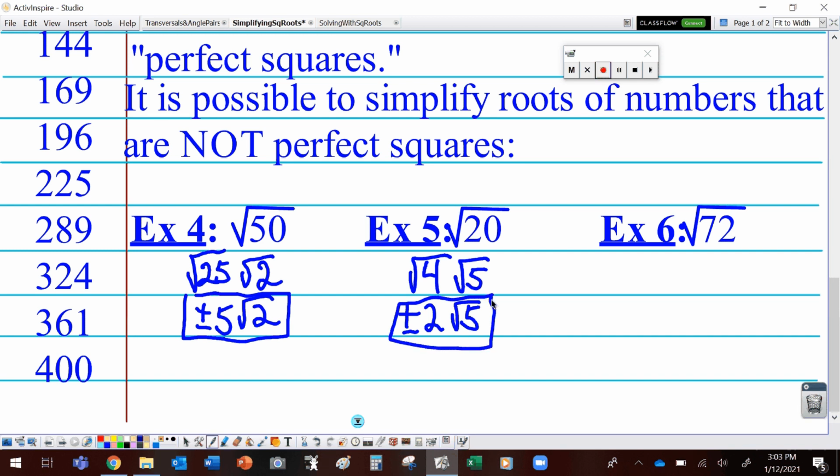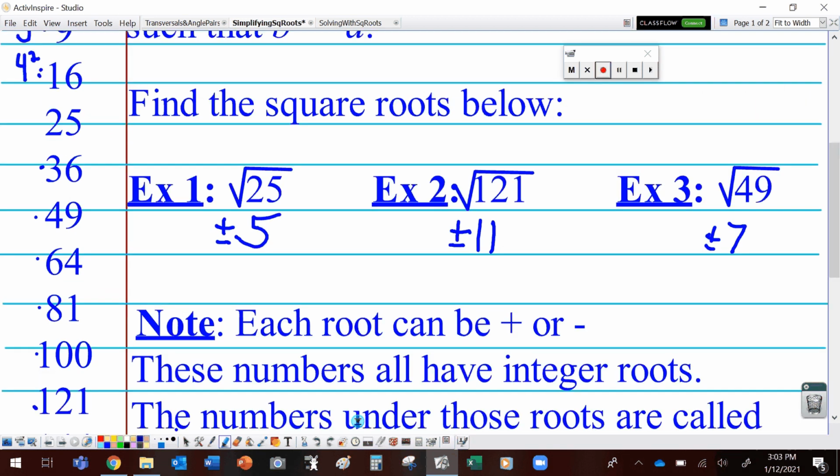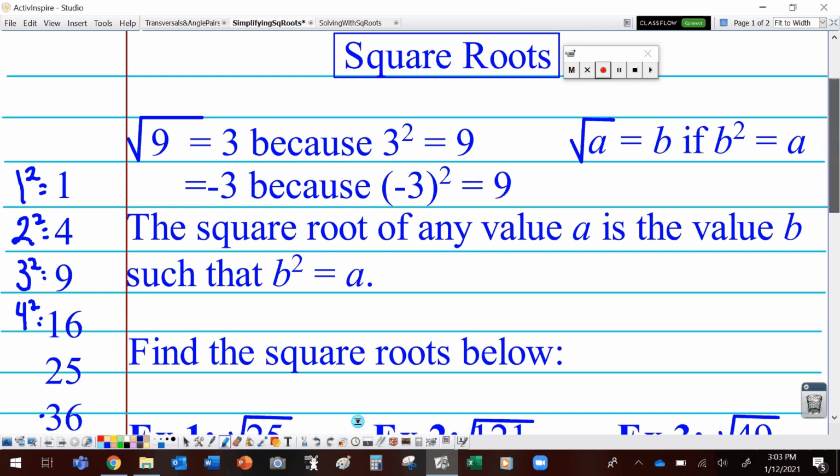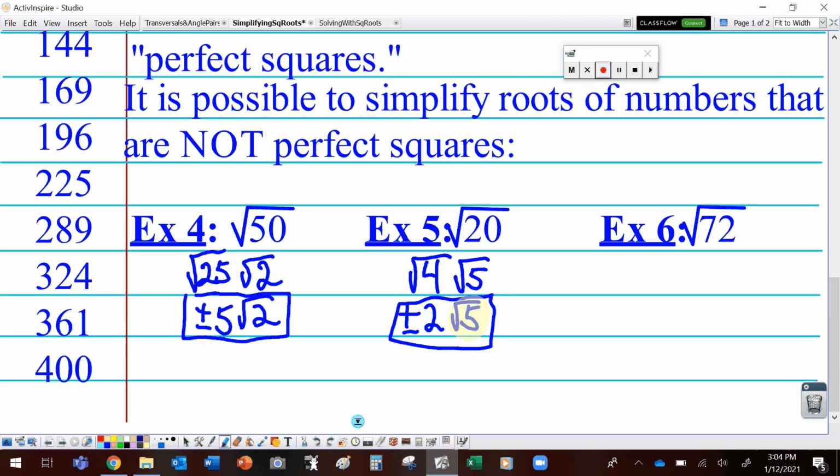Now, the question often comes up, how do I know when we're finished? How do I know that it's simplified as much as it can possibly be? Well, what you want to look for is that number that's still underneath that root. Are there any perfect squares that divide into it? Well, 5 is not a perfect square, and if I look at this list, I'm not going to find any numbers up here that divide into 5. So this one's as simplified as it can be. Same kind of thing with that 2. 2 is not a perfect square, and there are no perfect squares that divide evenly into 2.